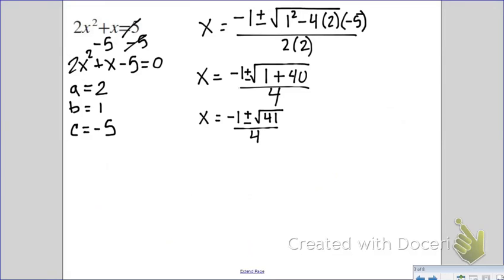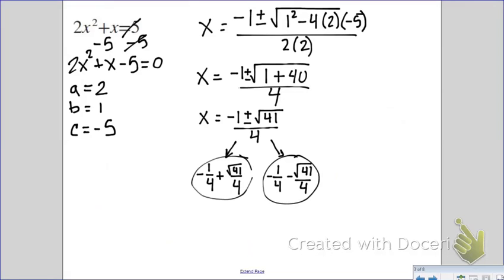I look and see if I can simplify the 41. What times what makes 41? And 41 is prime. Since 41 is prime, I can't simplify this any further. You could, though, if you really wanted to, split this into two different answers. Negative 1 over 4 plus square root 41 over 4, and negative 1 over 4 minus square root 41 over 4. Both these together are our roots, our answers.